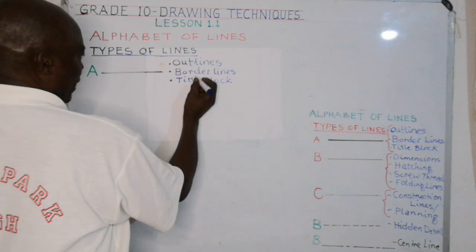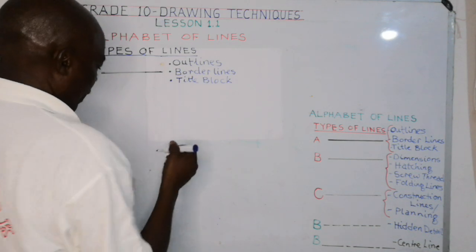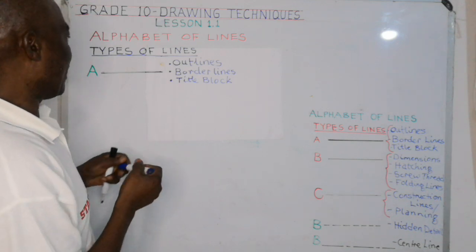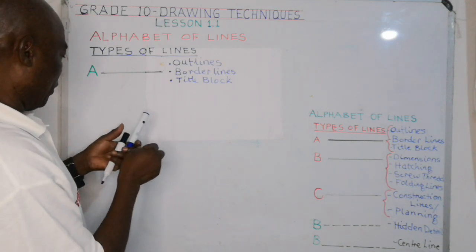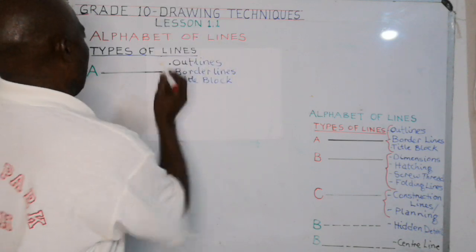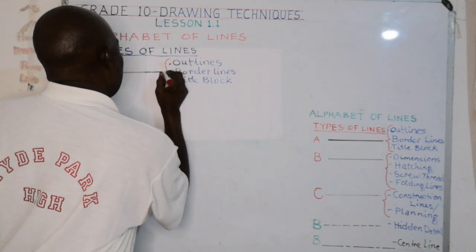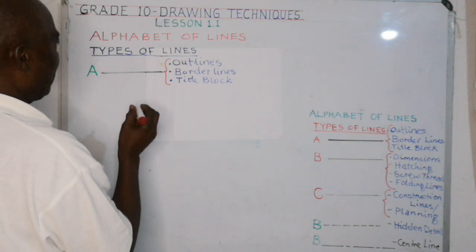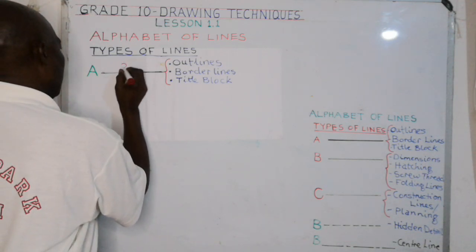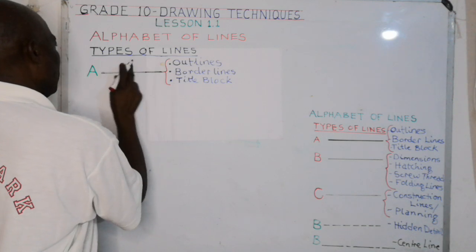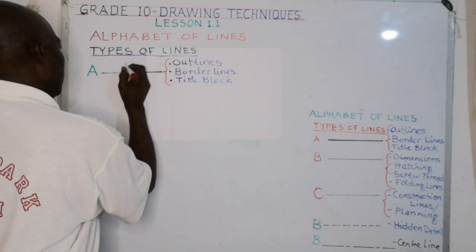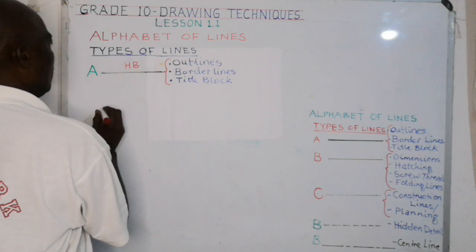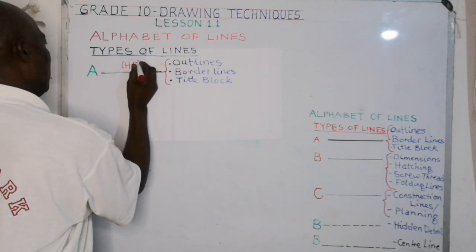Like we have a title block already in your workbooks, where you've got the topic and also grade and date and everything else. That's the title block. So title blocks are thick outlines, and you use HB pencil. Let me just add it here. Sorry, it's HB, not 2H. It's HB pencil.